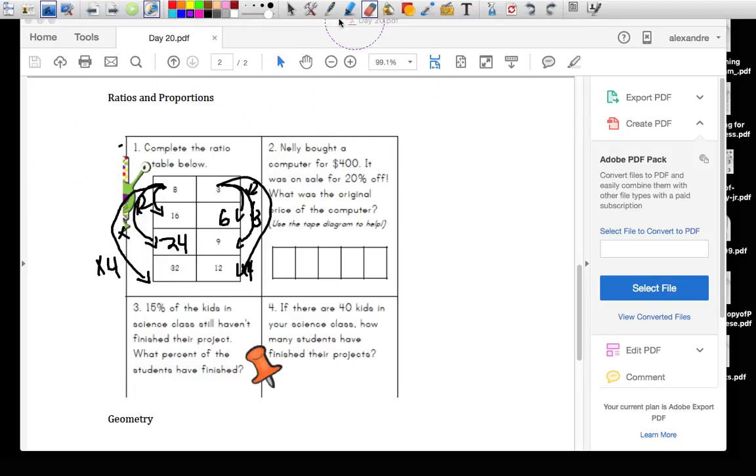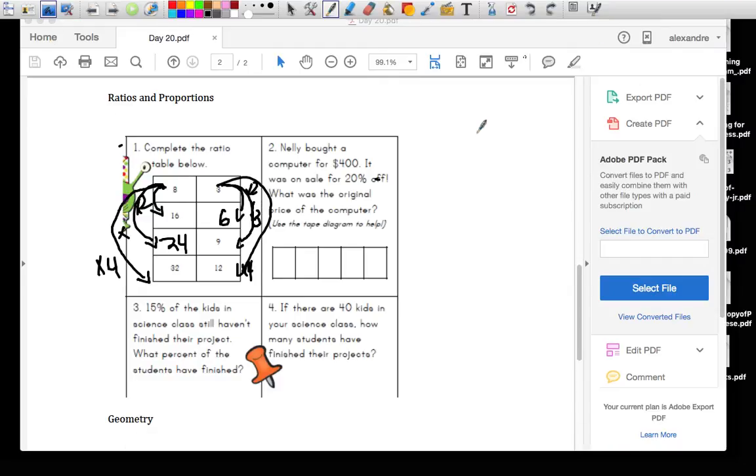On number 2, what am I doing here? Nelly bought a computer for $400. It was on sale for 20% off. What was the original price of the computer? Use a tape diagram to help. Okay, so where are we? Tape diagram. It's a different type of tape diagram here. Think of it as a number line. I'd rather you think of it as a number line.